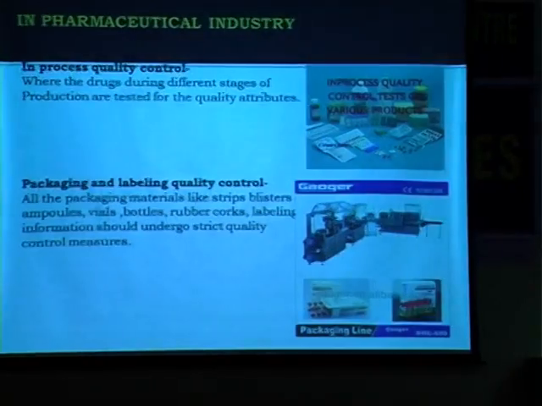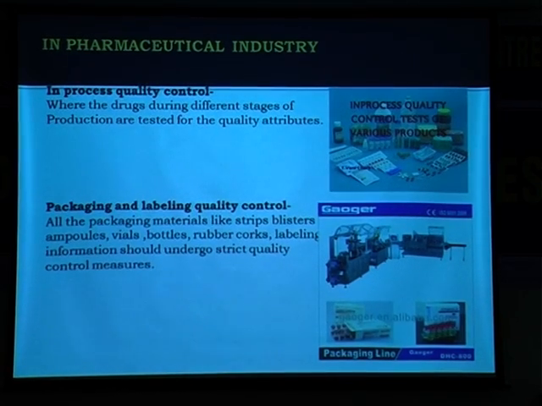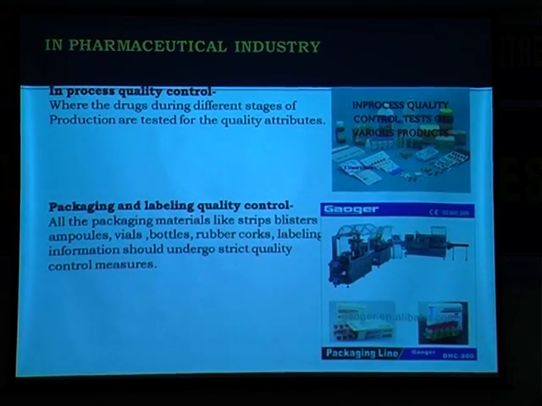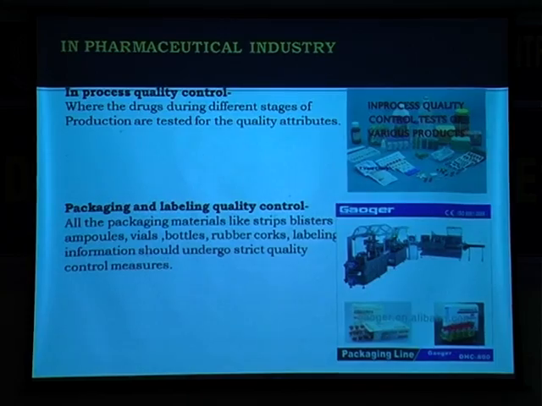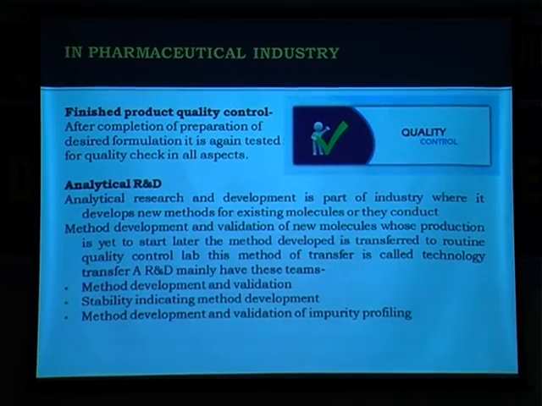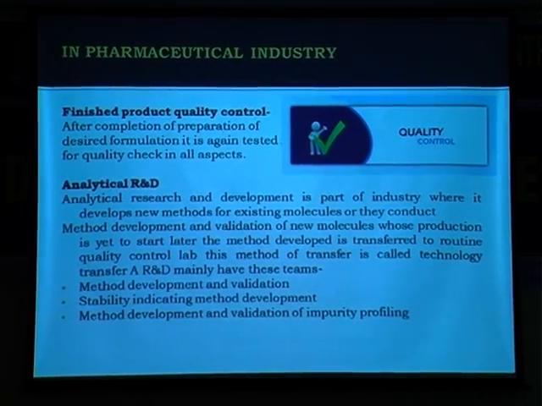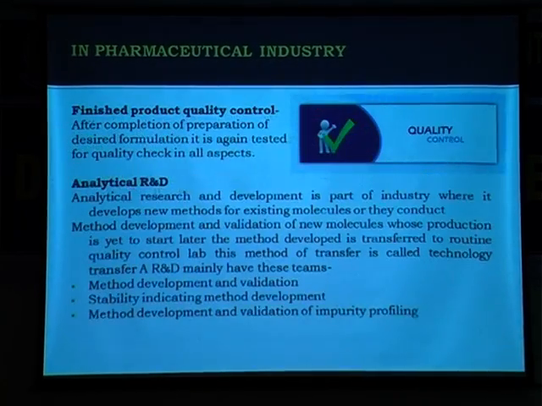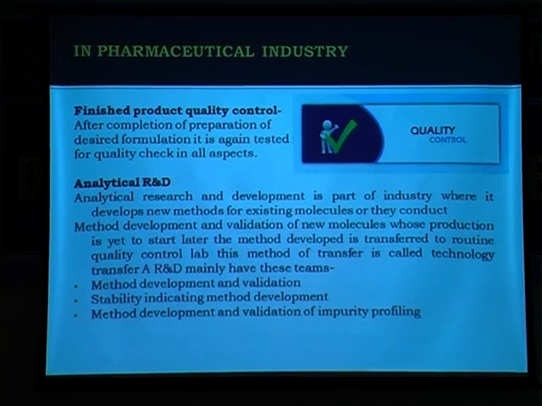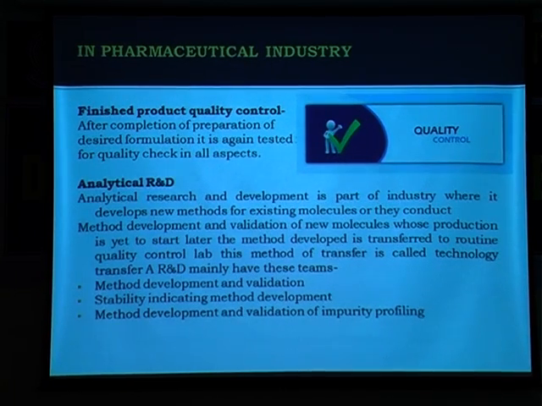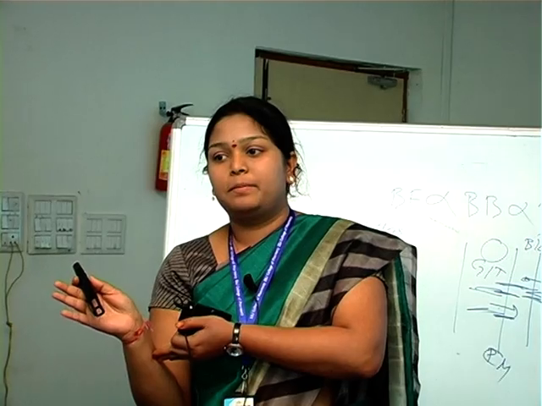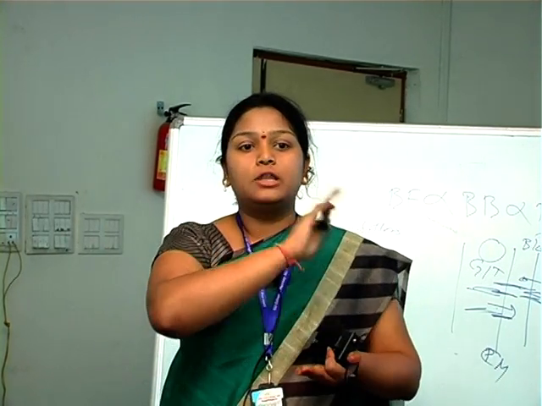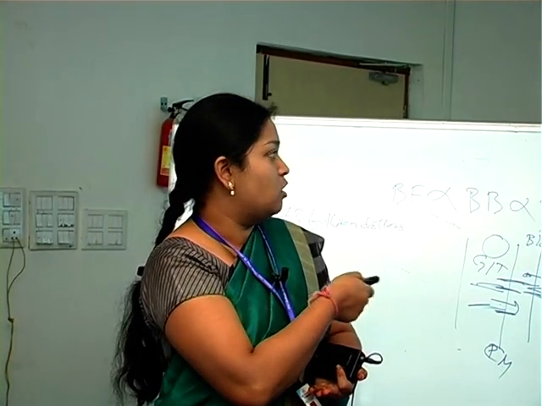This is nothing but checked for its quality, that is in process quality control. Then packaging and labeling control, we have ampules, bottles, vials and rubber stoppers. All these will undergo quality control tests. Then finished product quality control, where all the finished formulations will undergo quality control tests. I said analytical R&D. Analytical R&D will develop new method development and validation for existing drugs or for new molecules. Then this new method developed will be transferred to the quality control department, and this transfer of new method developed is called technology transfer.